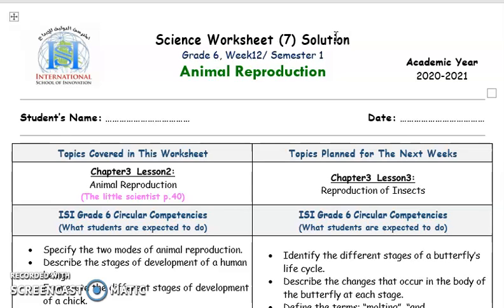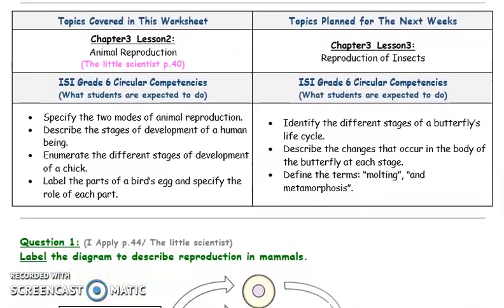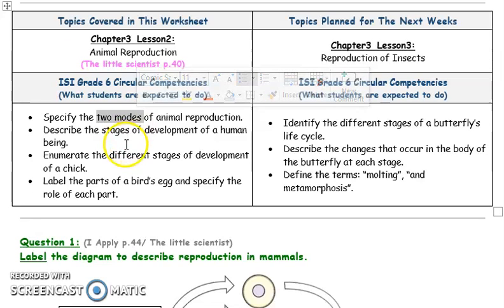We'll be solving worksheet number 7, talking about animal reproduction, and to be more precise, reproduction in birds. What are the two modes of animal reproduction? Animals reproduce sexually and asexually. So we have asexual reproduction and sexual reproduction.